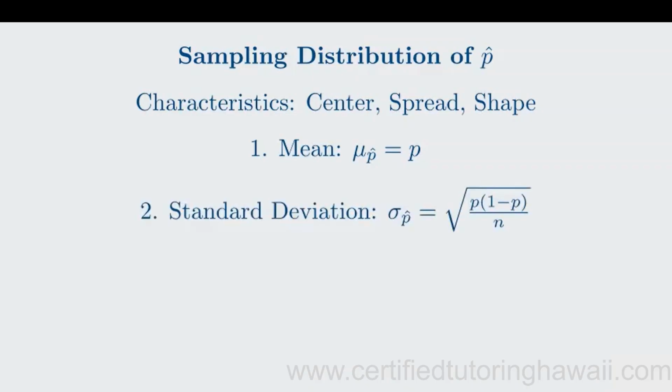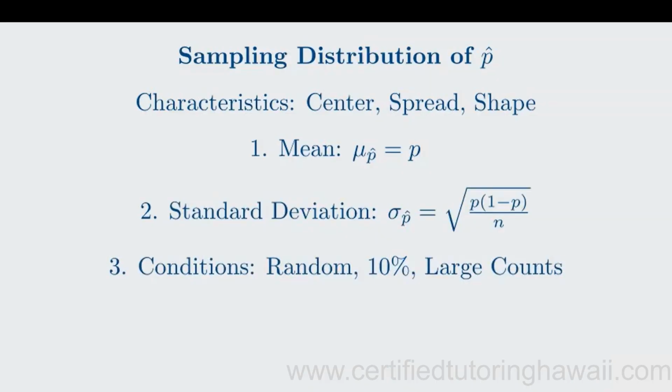To wrap up, let's review the core concepts we've covered today. You are now equipped to describe the sampling distribution of a sample proportion using three key characteristics: center, spread, and shape. First, we have the mean, mu sub p hat equals p. Next is the standard deviation, sigma sub p hat equals the square root of p times 1 minus p over n. And finally, the conditions: random, 10%, and large counts.